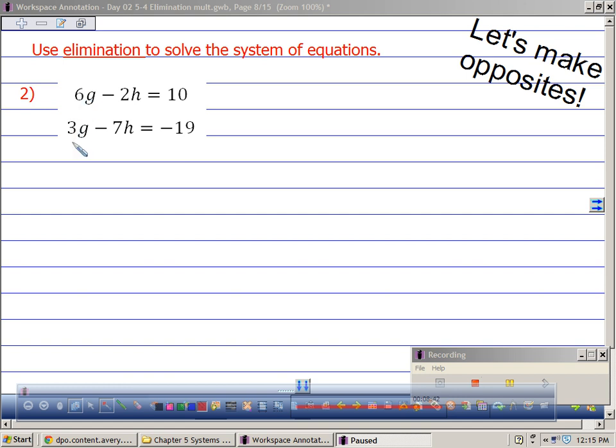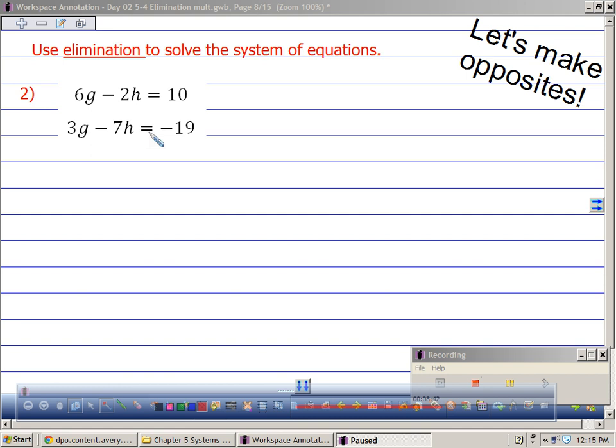6 and 3. 2 and 7. Am I going to be able to make zero pairs at all here? Alex, am I going to be able to make zero pairs at all here? I am? How can I make zero pairs? Because as it is now, if I apply a negative to either one of these equations, I'm still not going to have a zero pair. So what should I do?